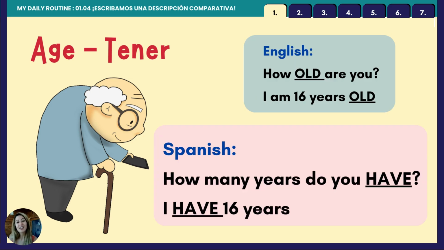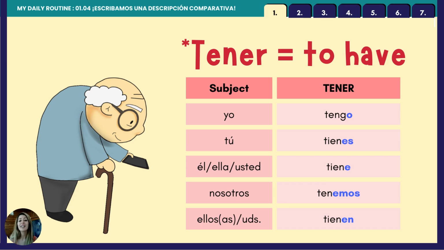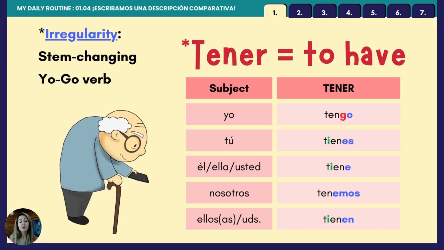In Spanish, on the other hand, we ask, how many years do you have? I have 16 years, which is why we use the verb tener. Here is a conjugation chart to show how this verb changes. This verb is irregular. Irregular in two ways.